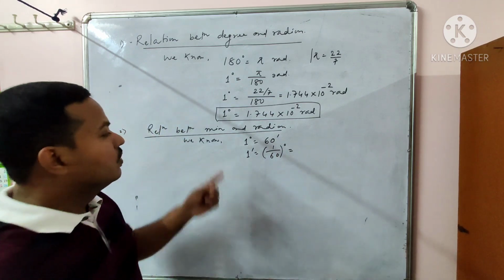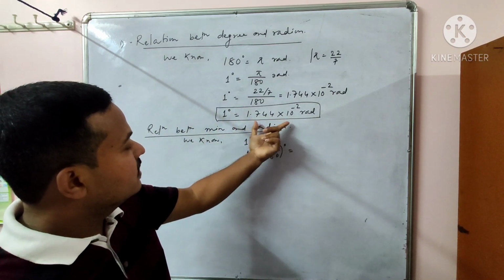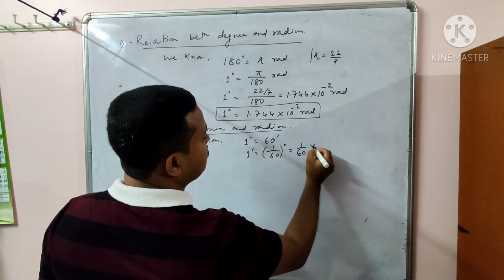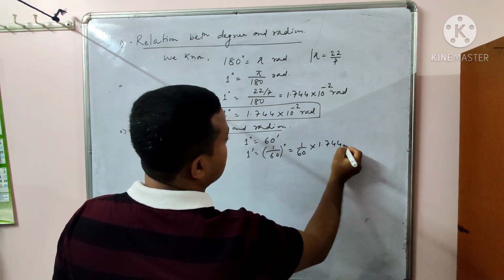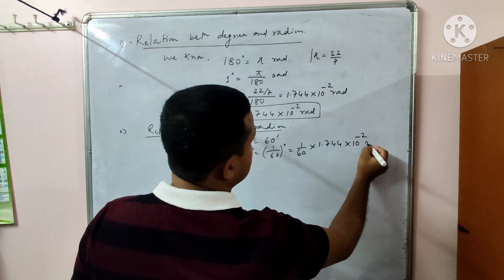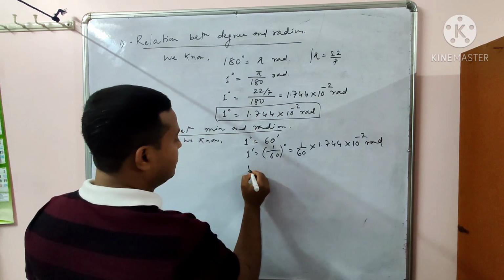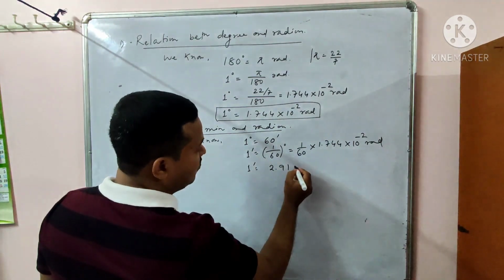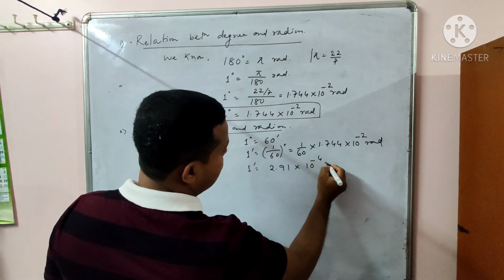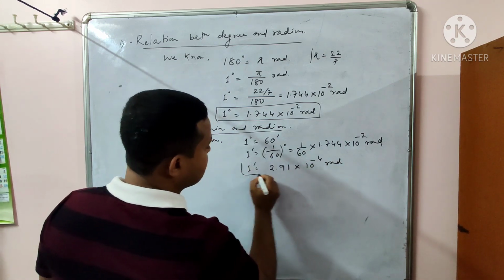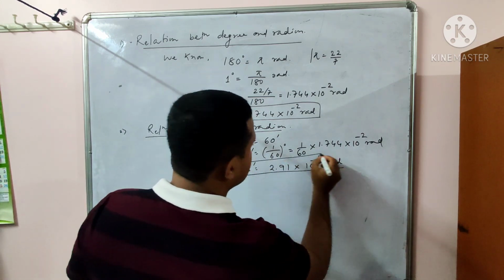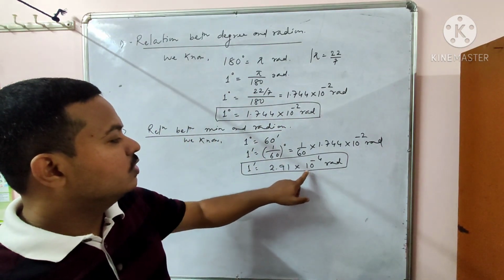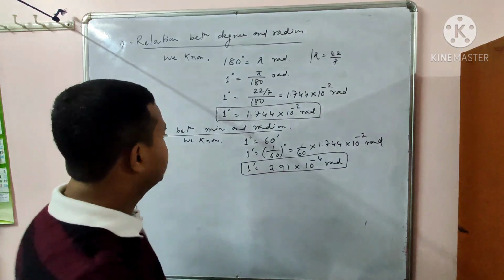So as we know, 1 degree means this much of radian. So this much of degree means 1 by 60 into 1.744 10 to the power minus 2 radian. If you calculate it, it comes to be 2.91 10 to the power minus 4 radian. So here also you just remember it: 1 minute equals 2.91 10 to the power minus 4 radian.